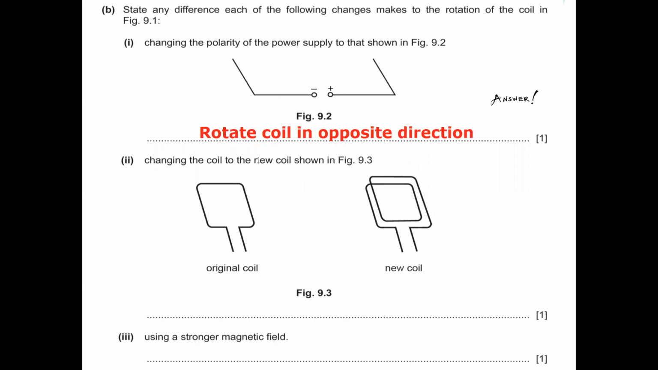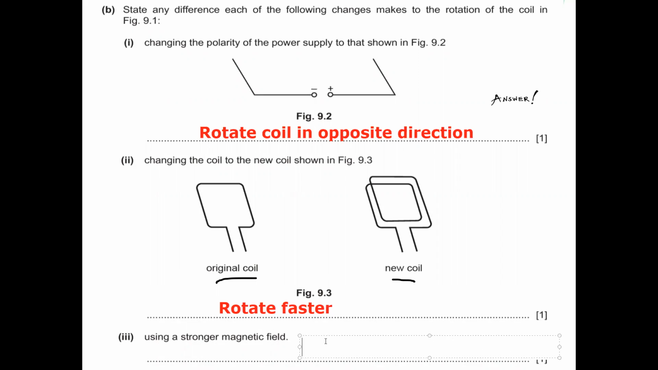Now changing the coil to a new coil as in 9.3. Originally we were having only one turn, but now we increase the number of turns. So what is the effect of increasing the number of turns? It will increase the force experienced by the wire in a magnetic field. As a result, it will increase the speed of rotation. It will rotate faster because it experiences a greater force. And using a stronger magnet, what is the effect?